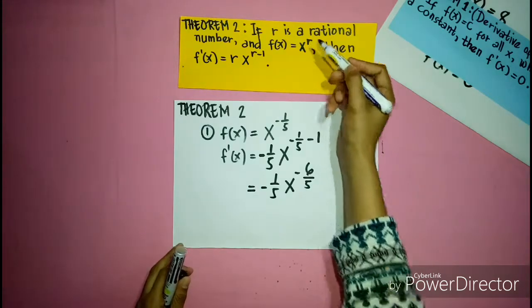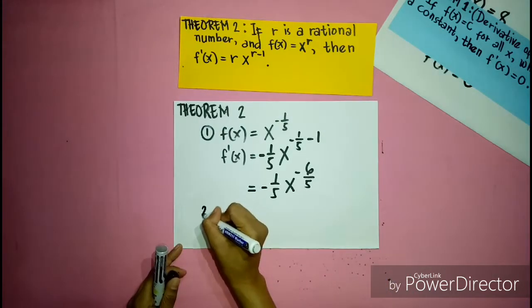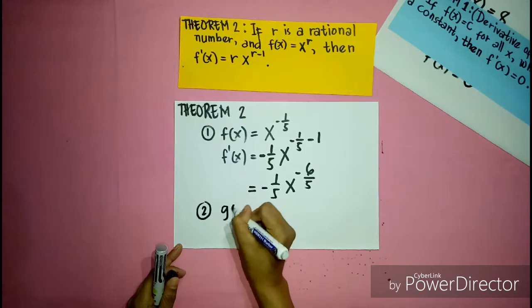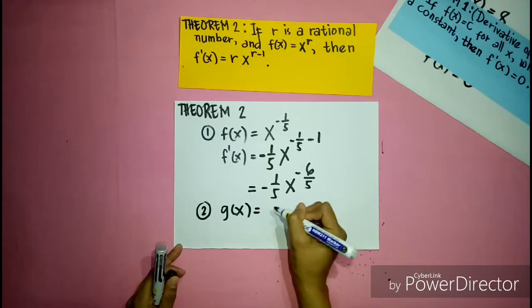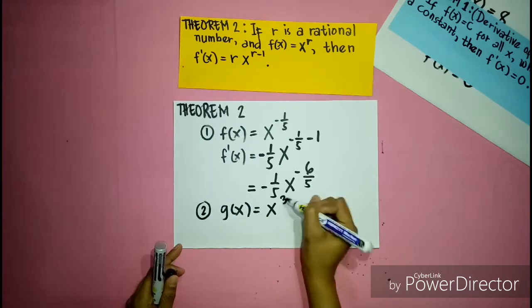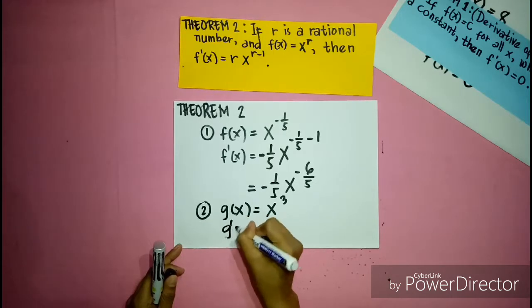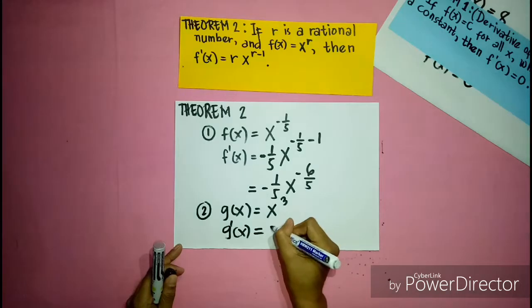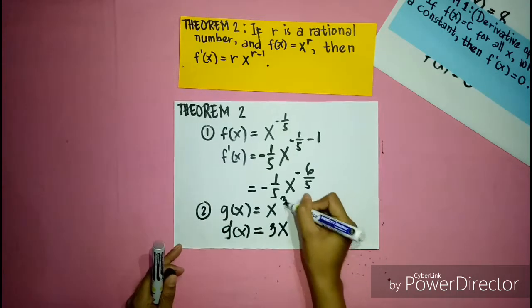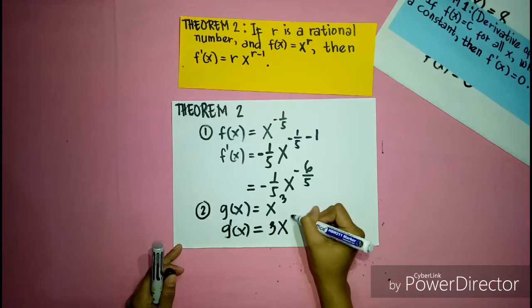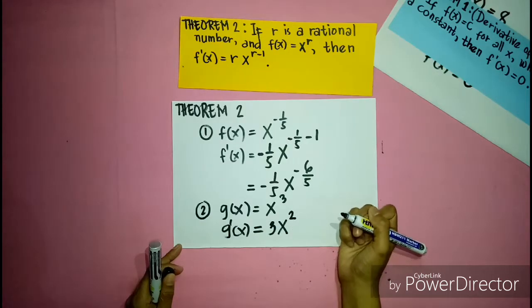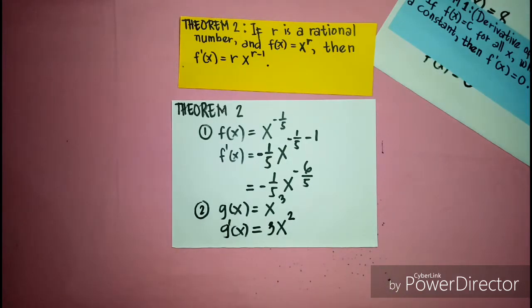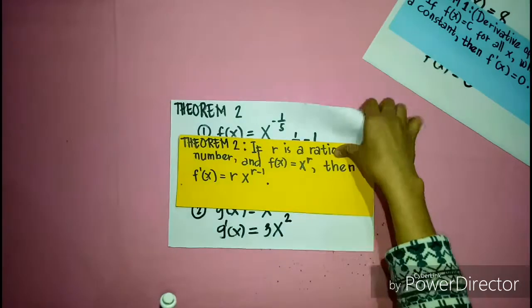Just the same with the constant. If r is a constant, say for example, we have g of x is equal to x cubed, then g prime of x is equal to, bring down the constant 3, then x to the 3 minus 1 is equal to x squared. So that's theorem number 2.